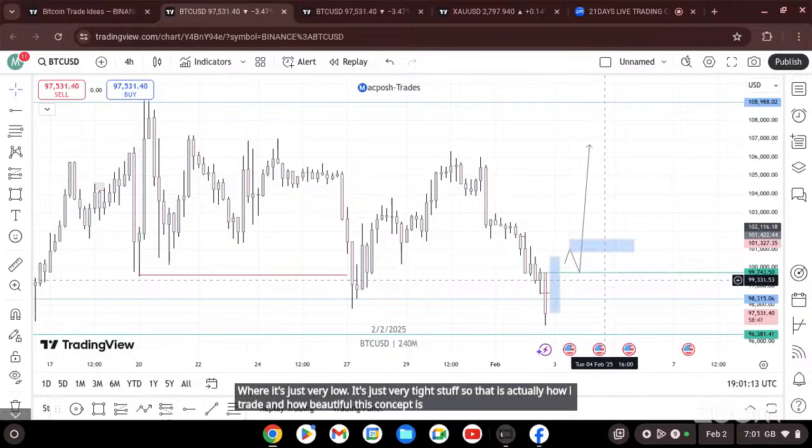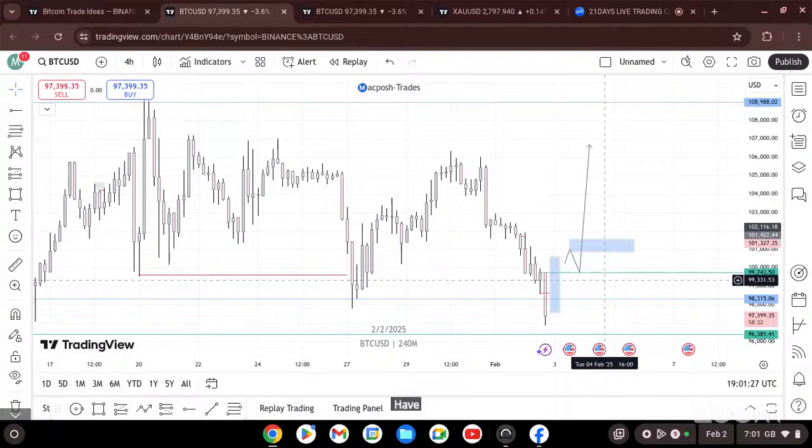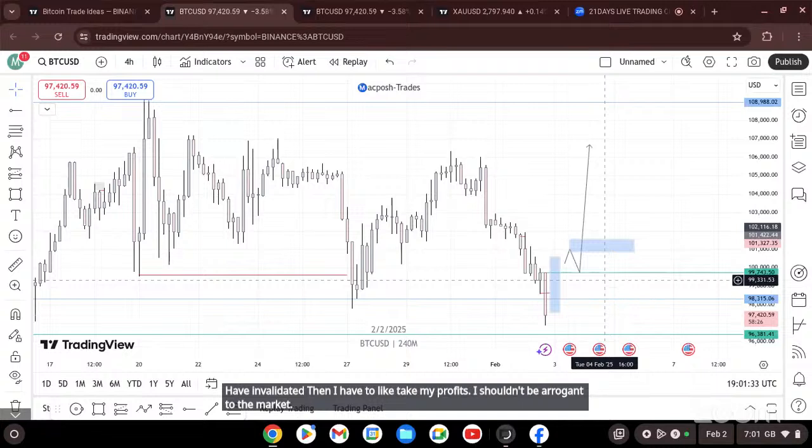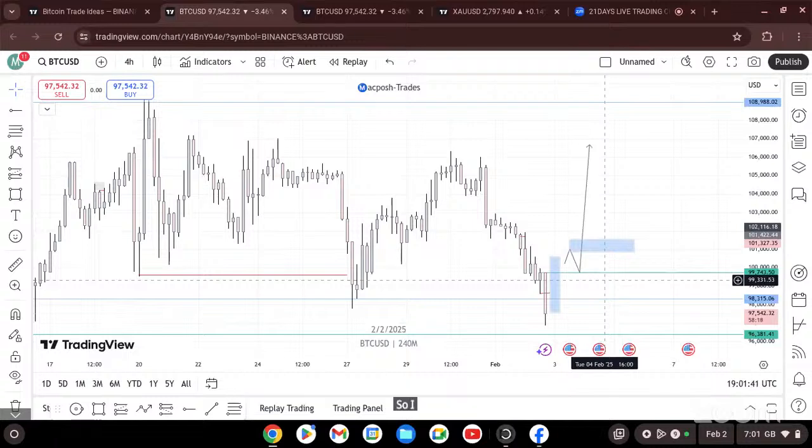So to answer your question, I don't add position to a losing trade. I go with stop loss or take profit. Or if anything happens and I see that price has invalidated the setup, then I have to take my profits. I shouldn't be arrogant to the market. But once I see that price hasn't invalidated the setup, then there's no need of putting break even or whatever. So I don't know if I answered your question, sir.